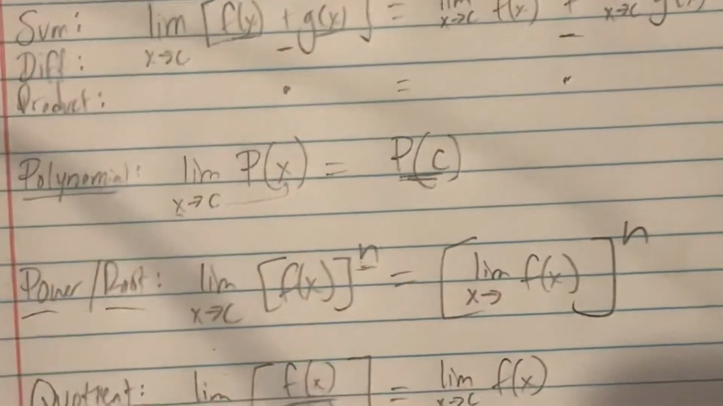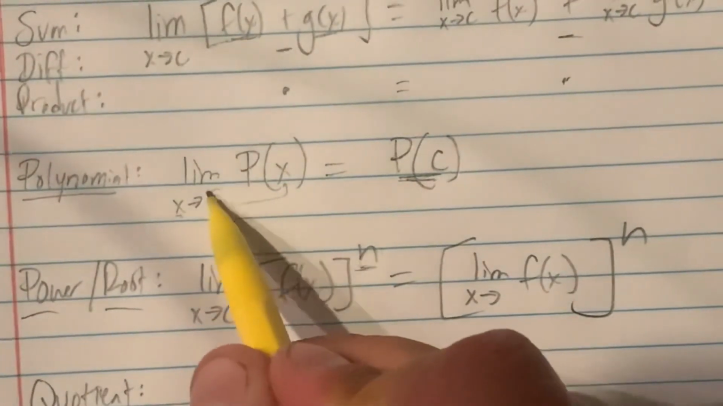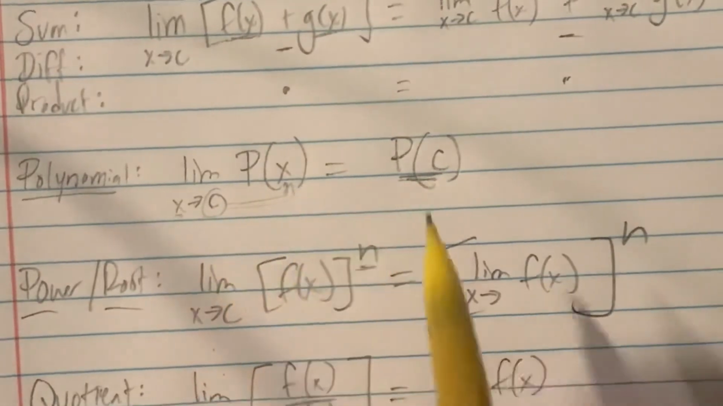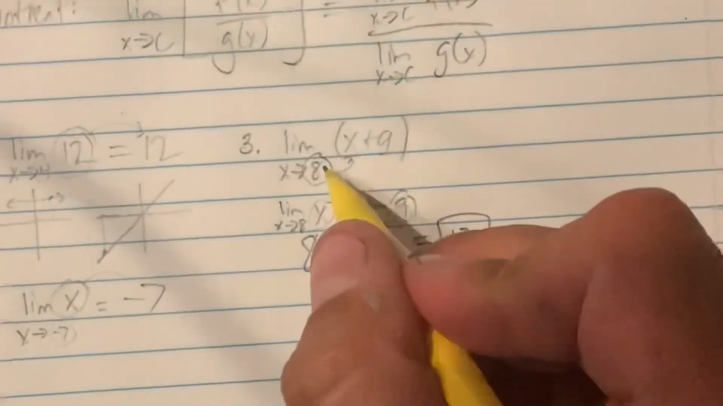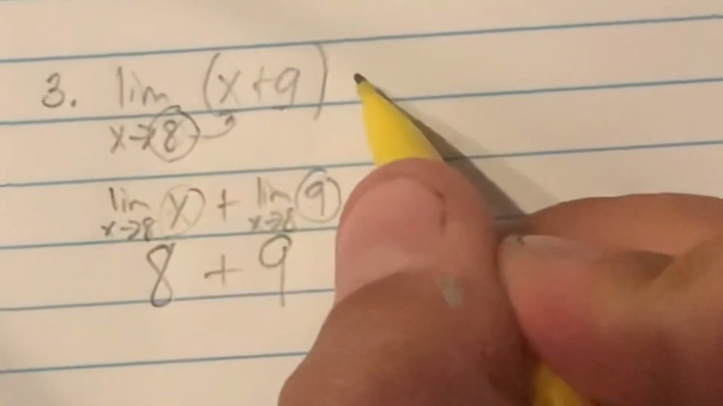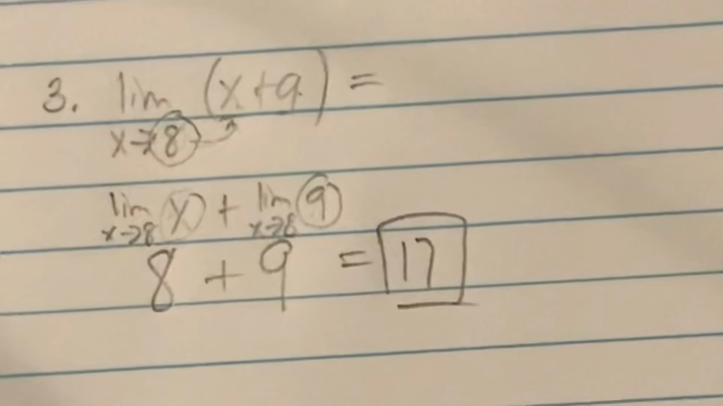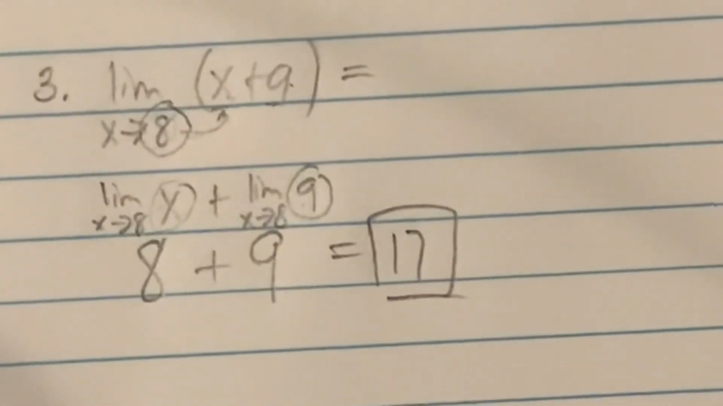Because remember, the general form says that in a polynomial, I can take the x value and plug it into that polynomial to get the limit. So I could take the x value, 8, and plug that into my function to get the limit. And once again, 8 plus 9 is 17. And so that's how we can get that.